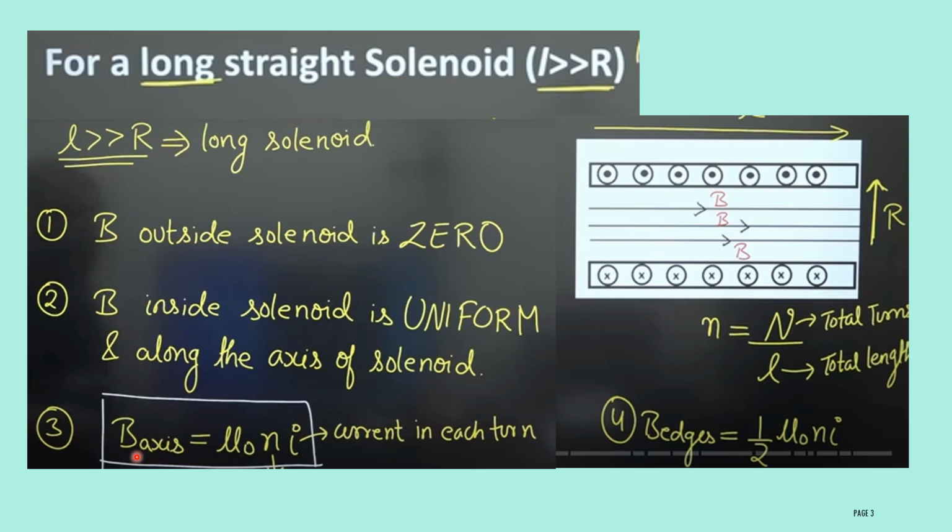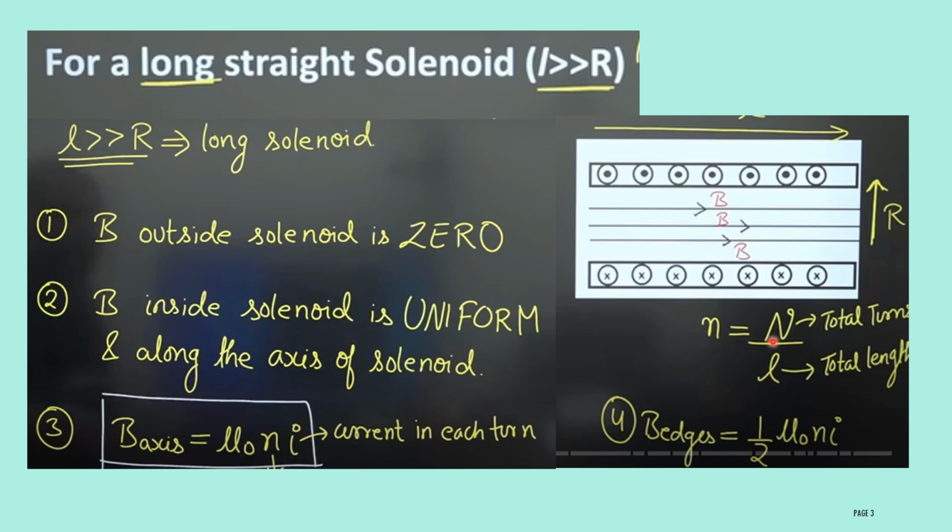Then the third one: the magnetic field along the axis is given by mu naught n I. Magnetic field along the axis will be uniform. It is given by the formula mu naught n I, where I is the current in each turn. You know the solenoid is a wire wound in the form of a spring.